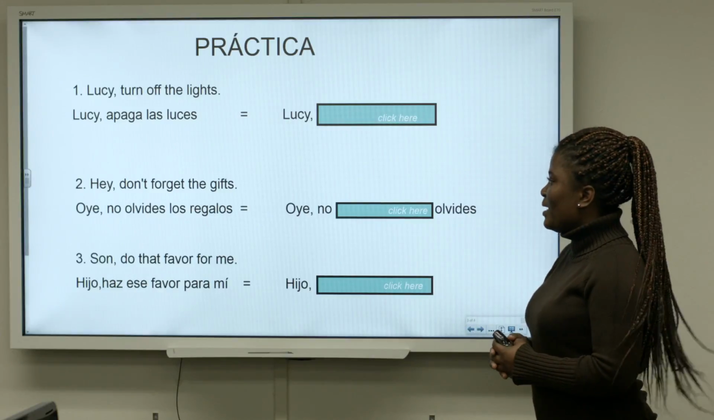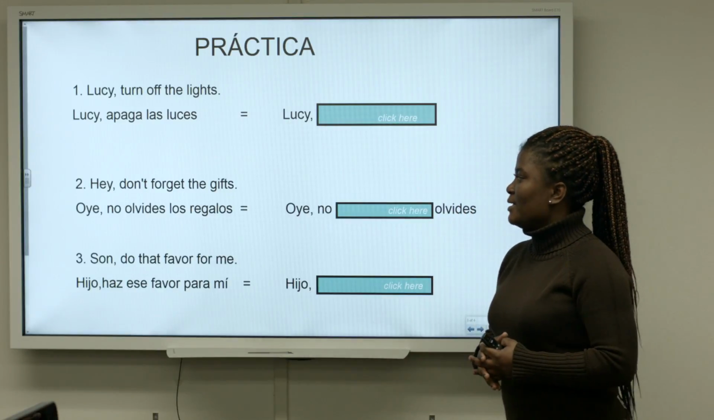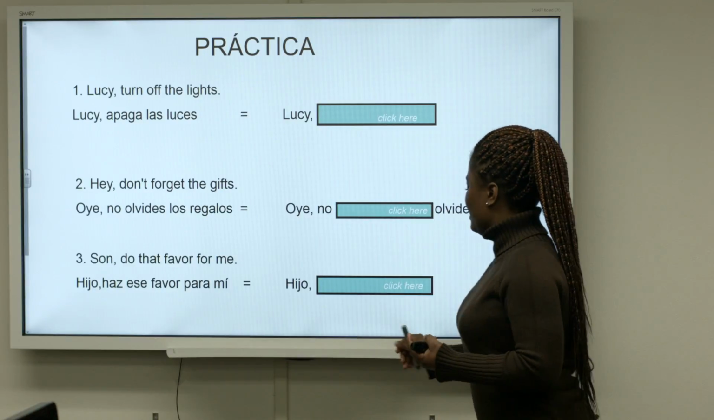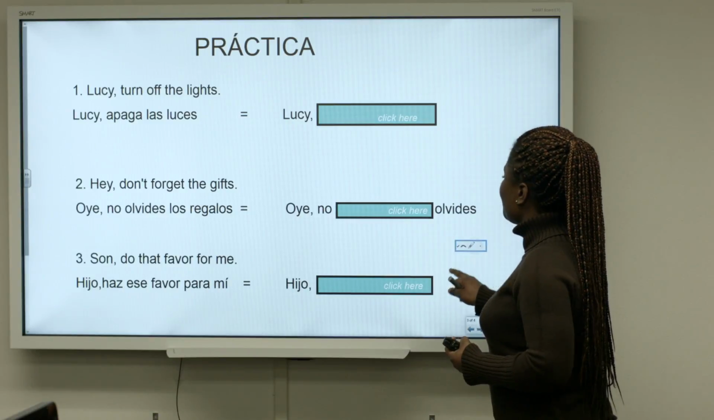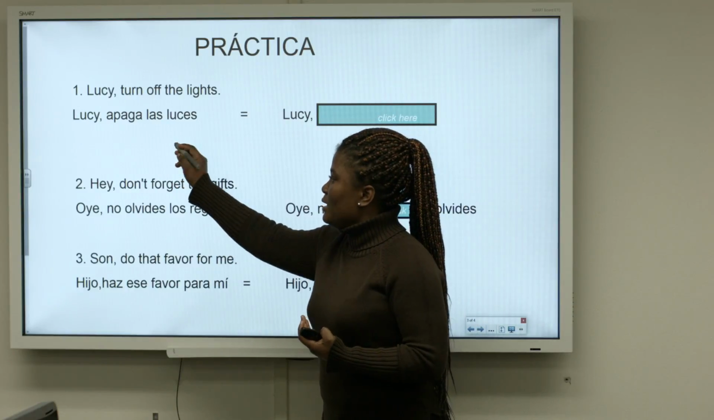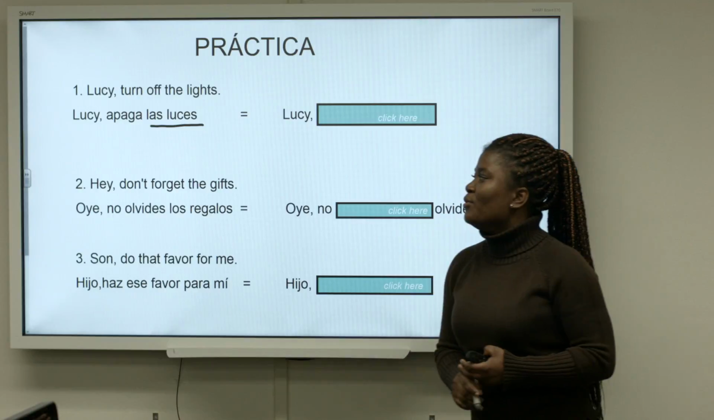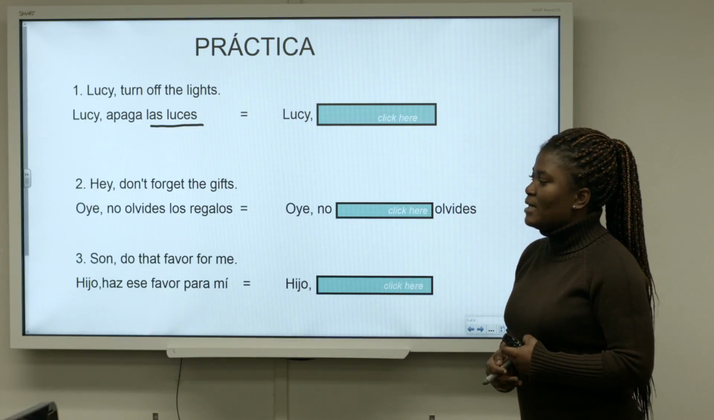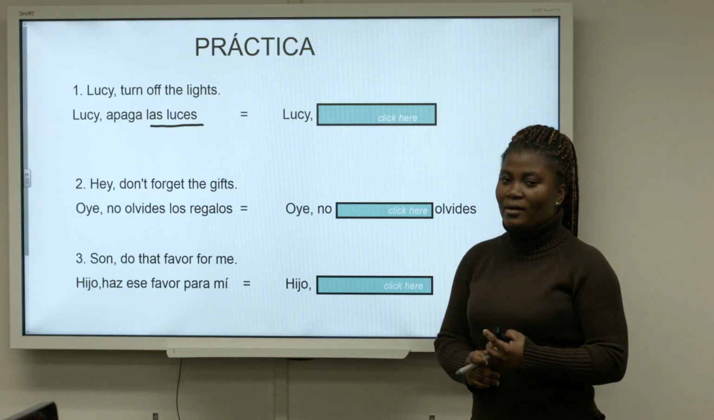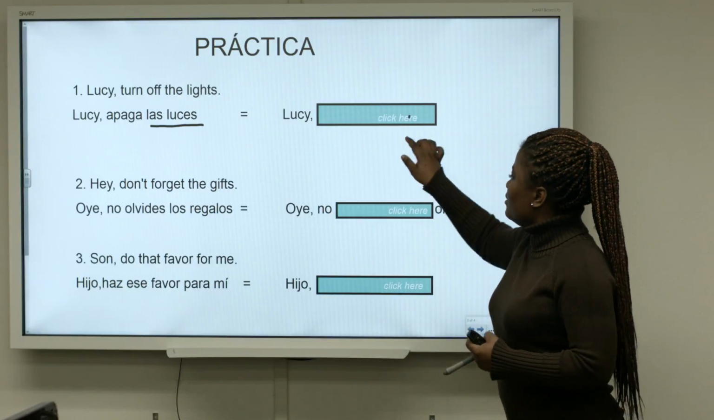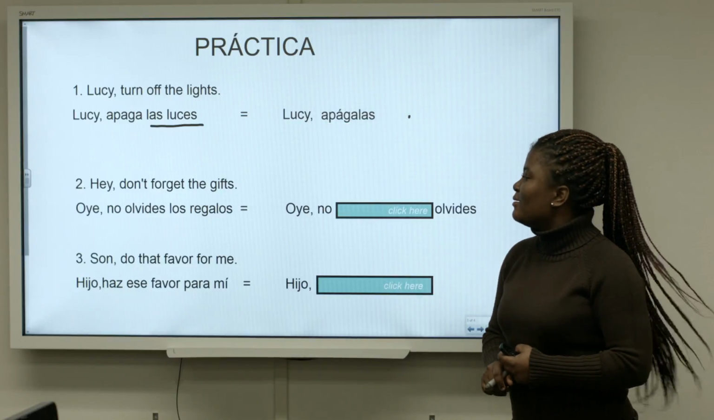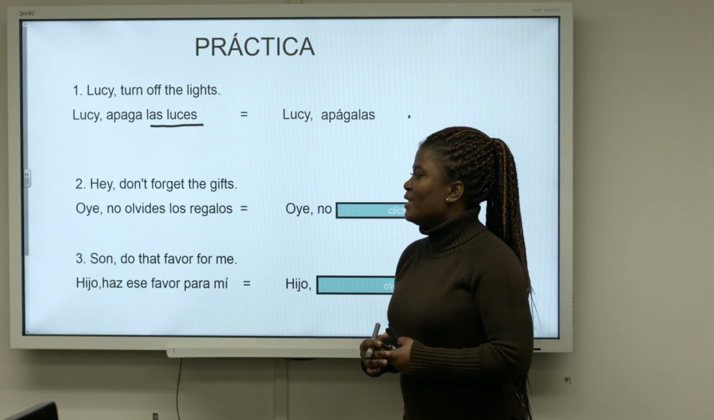Okay, so here's our exercise. We have the first sentence. Lucy, turn off the lights. Lucy, apaga las luces. So we want to find out which is the direct object pronoun, if there is one. Apaga qué? You want to ask a question. Lucy, turn what off? Lucy, apaga las luces. So, having identified las luces as a direct object, we know that it's also feminine and plural, so we'll replace it with the pronoun las. Lucy, apágalas.